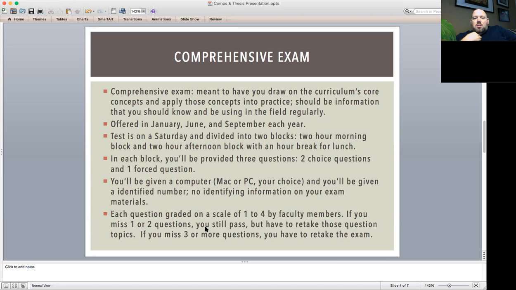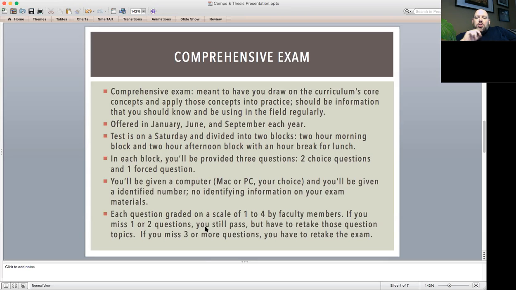We always have a CSP and a PPS exam dependent upon who's enrolled for comps. So we take a look at the roster and we always build out an exam for students who are registered. The test is on a Saturday and it's divided into 2 blocks. There is a 2-hour morning block and a 2-hour afternoon block with an hour break for lunch in between. In each block, you'll be provided 3 questions.